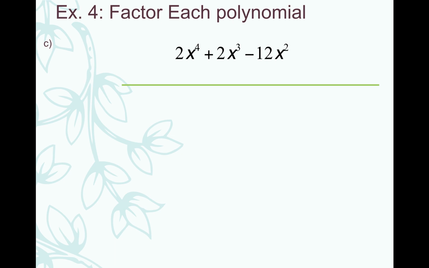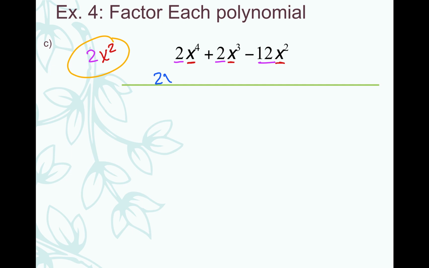Okay, I have one more problem for you all. 2x to the 4th plus 2x cubed minus 12x squared. The first thing, we're going to look for a greatest common factor. So first of all, if we just start with our coefficients, 2, 2, and 12, our greatest common factor of those coefficients is 2. But also we can notice that each of these terms have x's in them. x to the 4th, x cubed, x squared. Our greatest common factor of those is x squared. So actually our total greatest common factor for each term is 2x squared. So let's factor that out.